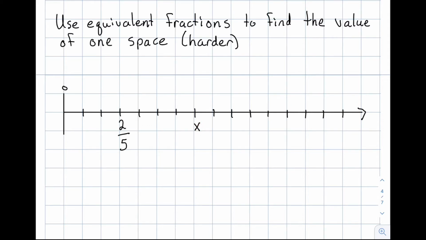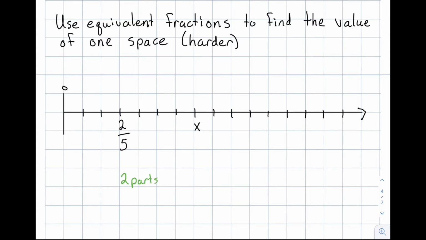This one's harder, so I could iterate. So I could have 1, 2, 3 spaces is 2/5. 1, 2, 3 spaces is another 2/5, but it's not going to line up with my x. So again, I'm going to try to use equivalent fractions to come up with the value of 1 space.